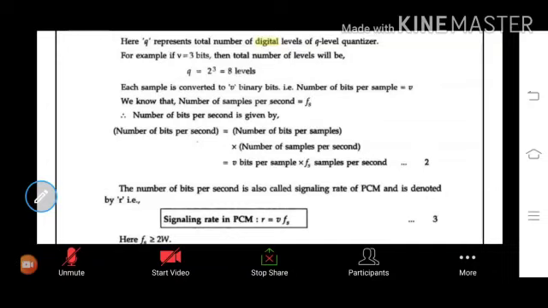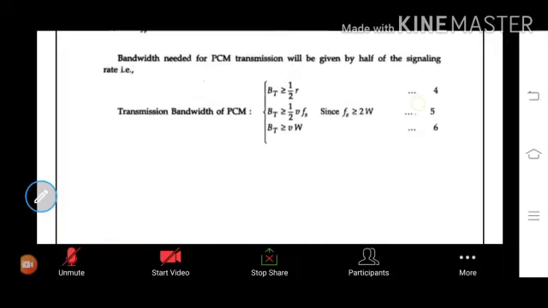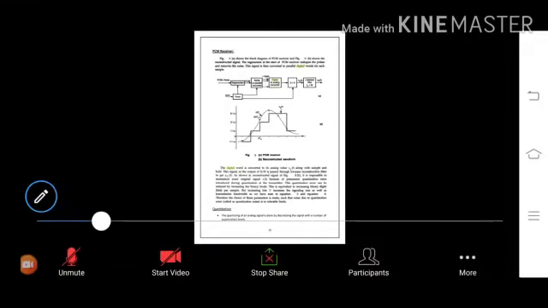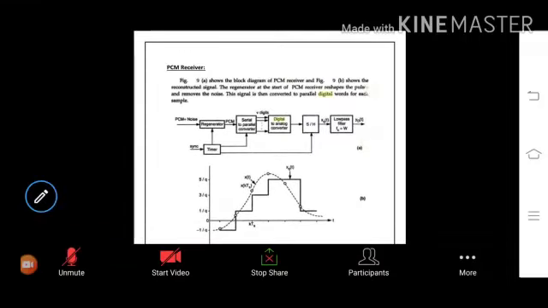Continuing, the formula for the bandwidth of the PCM transmission: BT is greater than or equal to 1 by 2 R, which is greater than or equal to 1 by 2 v Fs, and greater than or equal to v W. This is how to find the bandwidth of the PCM.